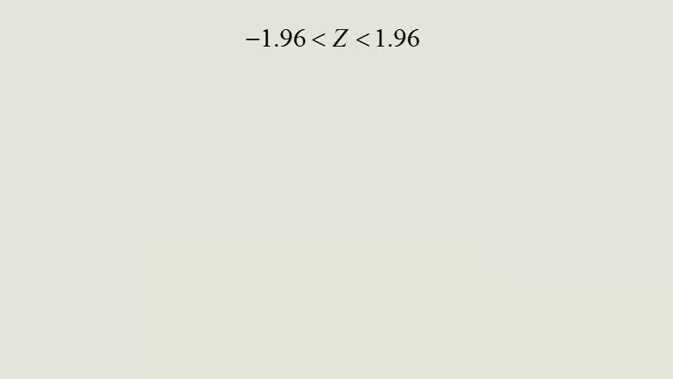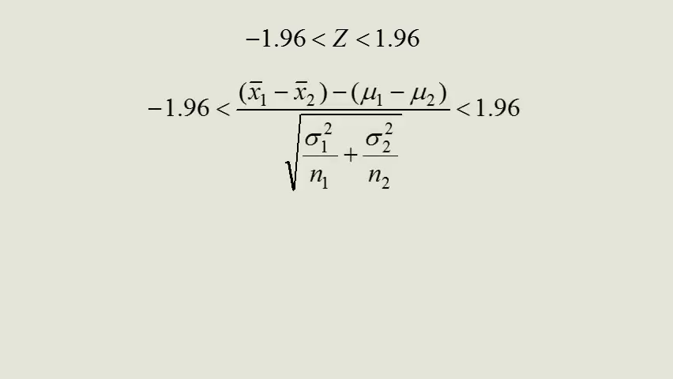Confidence intervals begin with a statement about probability. Since this is a 95% confidence interval, I want the middle 95% of the z-distribution. We've done this before, and we know that z must be between plus and minus 1.96. That gives us the middle 95% of the z-distribution. We create z the usual way. Take the sample means, subtract the population means, and divide by the SD.